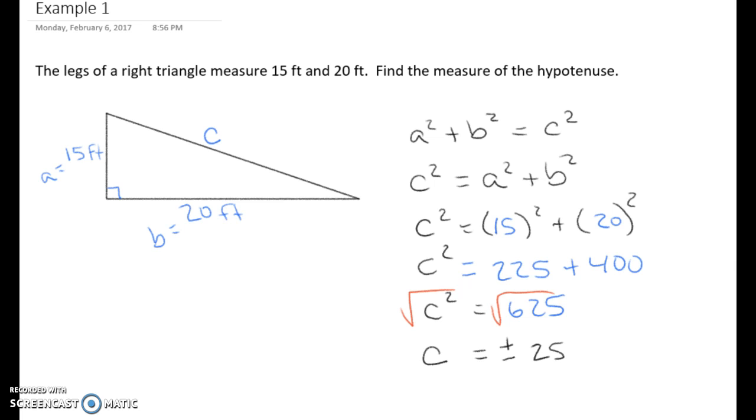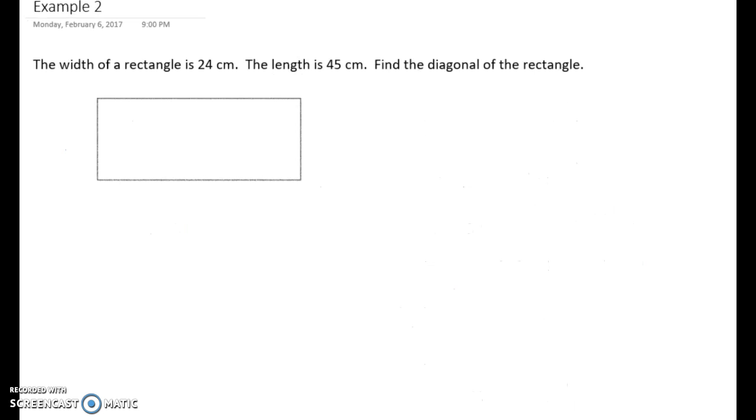But since we're solving for the side of a triangle, it does not make sense to have a negative side. So we're going to throw out the negative option, and we will just be left with c equals 25, and our units here would be feet. So when we use the Pythagorean theorem and we take the square root of both sides in our solving process, we do not need to include the negative case, because for this real life example, the negative case does not make sense. Let's do another example like this.